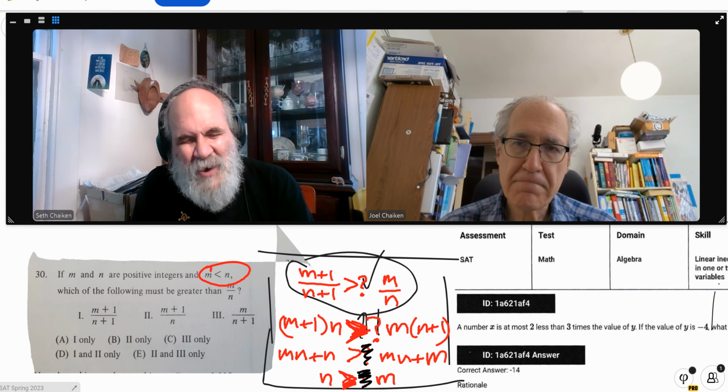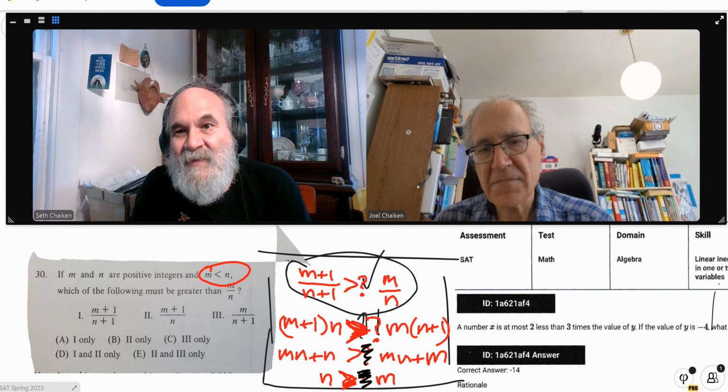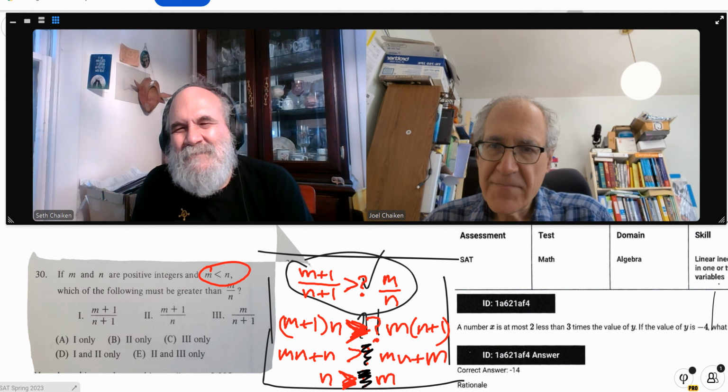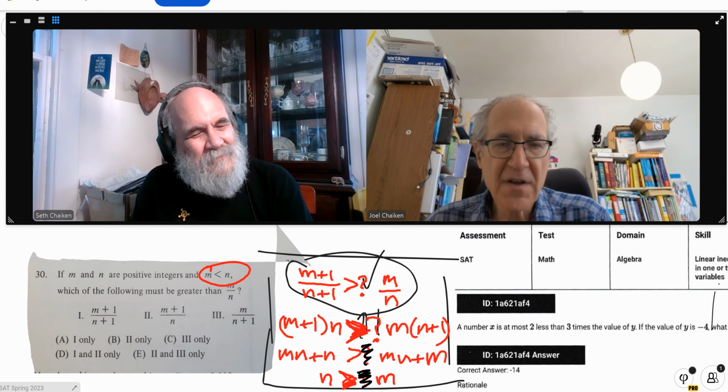I don't think that's covered in the SAT. Okay, I think we're done. So we got a little taste of how to do algebraic manipulations for number theory questions, which is great.